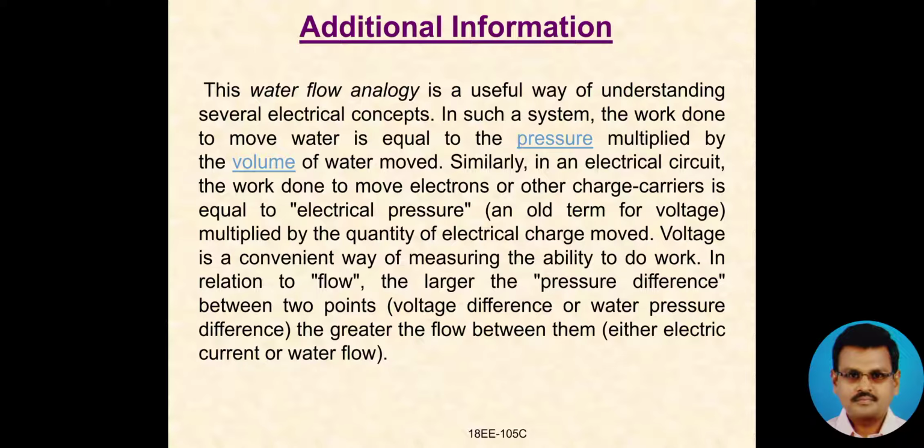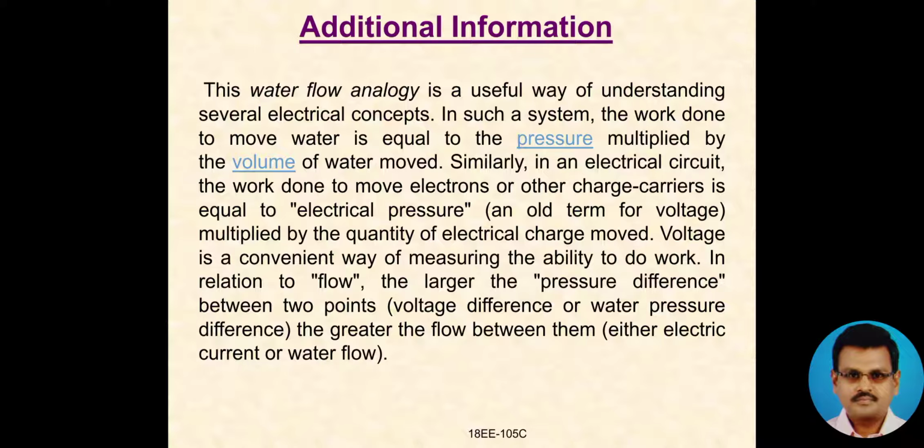In relation to flow, the larger the pressure difference between 2 points, the greater the flow between them, that is, electric current. So we can understand very easily the flow of electric current. Whenever there is much potential difference, or whenever there is more difference in the potential between 2 points, then there is a greater current between the 2 points.